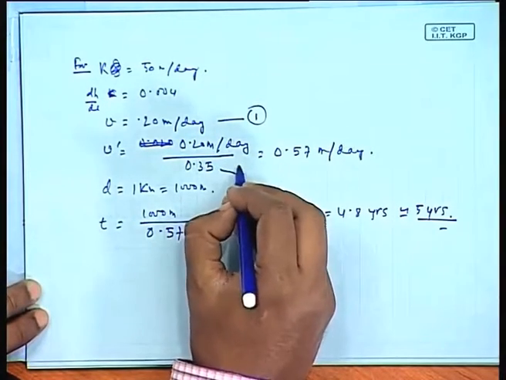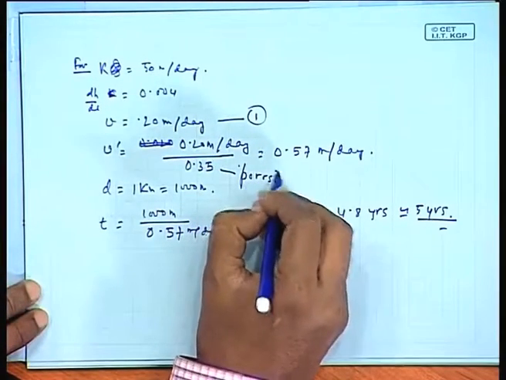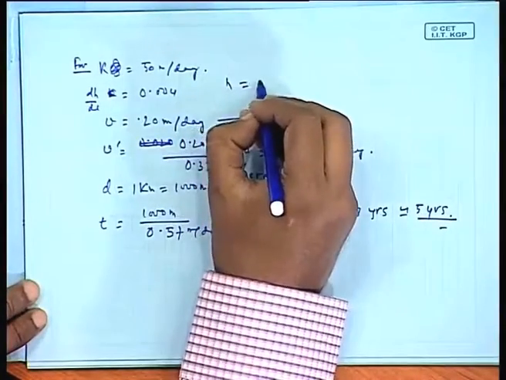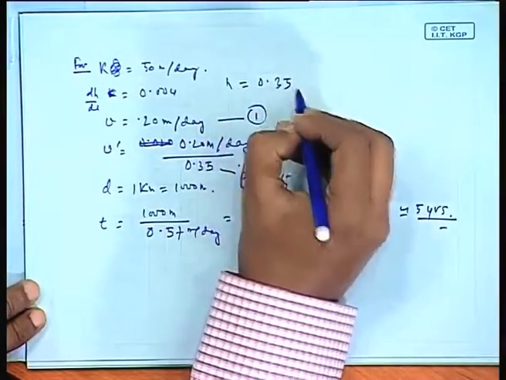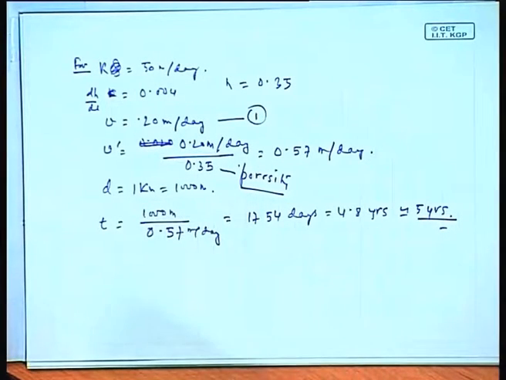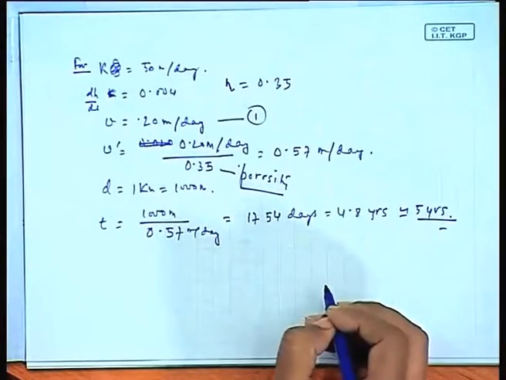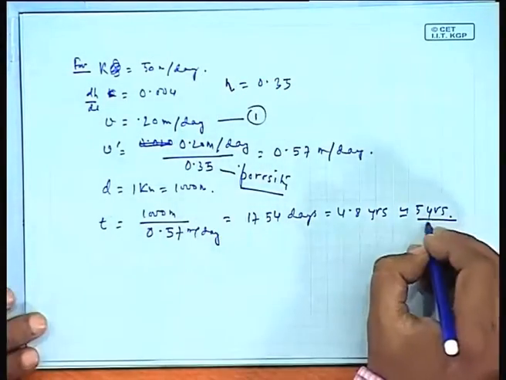So the value of porosity is given, the value of eta is given, and so you can see this is 5 years.